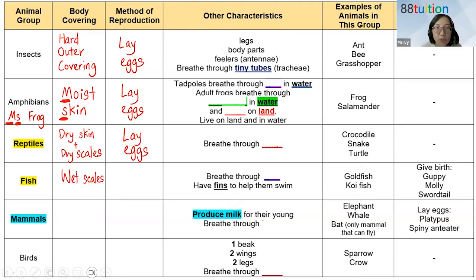Now how do fish reproduce? Lay eggs or give birth? And they reproduce by laying eggs. Lay eggs, huh? Good job. Okay, good job, Darius. No, sorry, that was good job, Jerome.